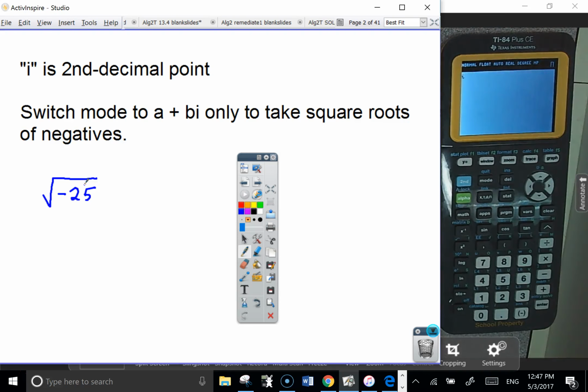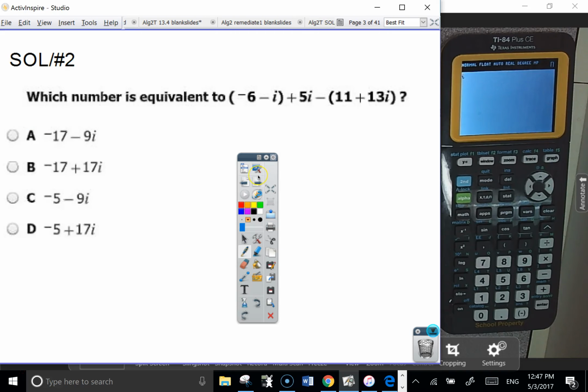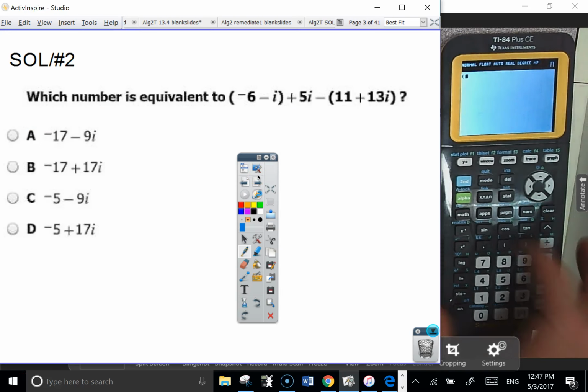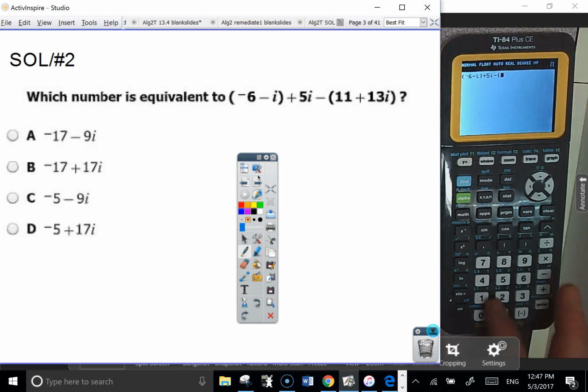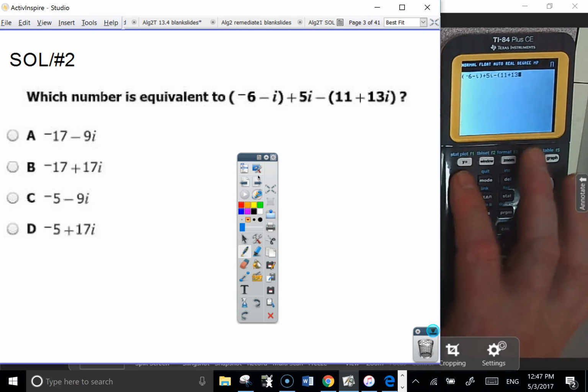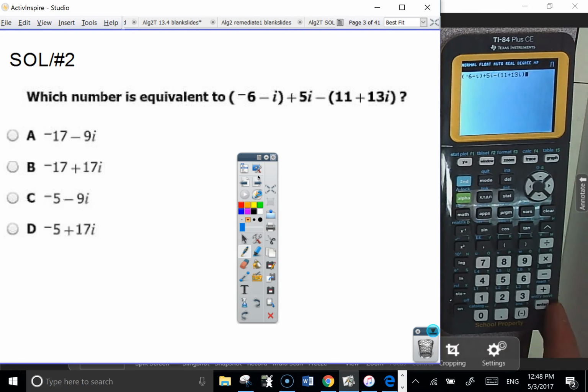And then I'm going to go to that same problem again and enter it exactly like you see it, with all the parentheses in the same places. Clear. Parentheses, -6 minus second i, parentheses, plus 5i, minus, 11 plus 13 second i. So just make sure it looks exactly like you see it, and when you hit enter, it'll do the math. And like I said, it's not even in a plus bi mode, and it's letting us do that.